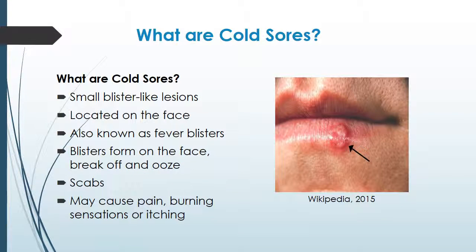First of all, what are cold sores? Cold sores are small, blister-like lesions located on the face. They are also known as fever blisters. These blisters form on the face and then break open and ooze. Scabs are then formed from the ooze, but the scabs do come off. These cold sores may cause pain, burning sensations, or itching before bursting and scabbing.